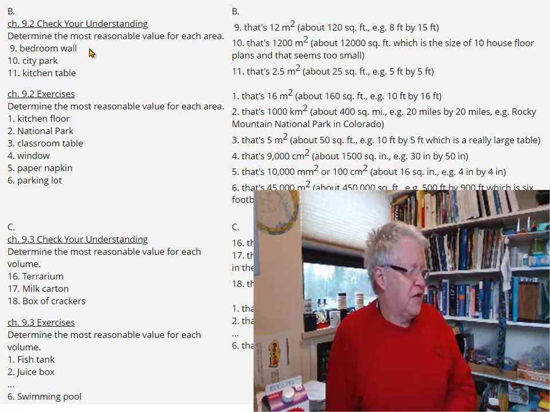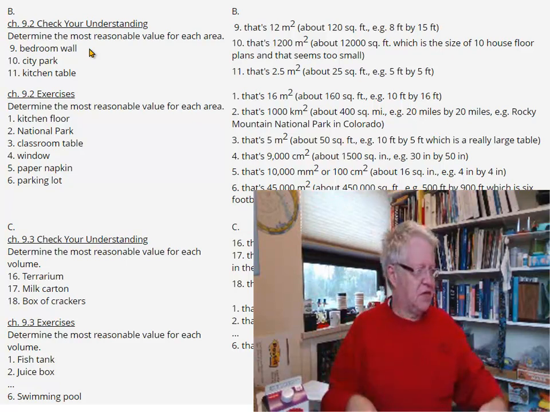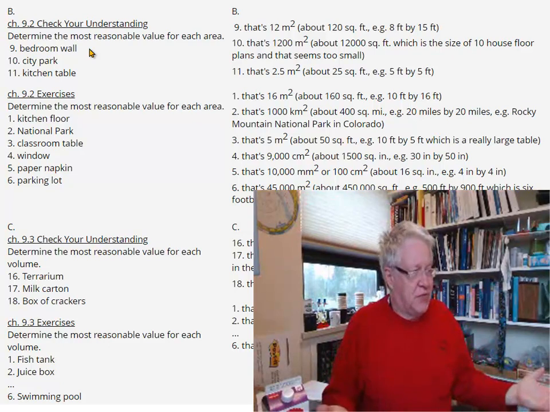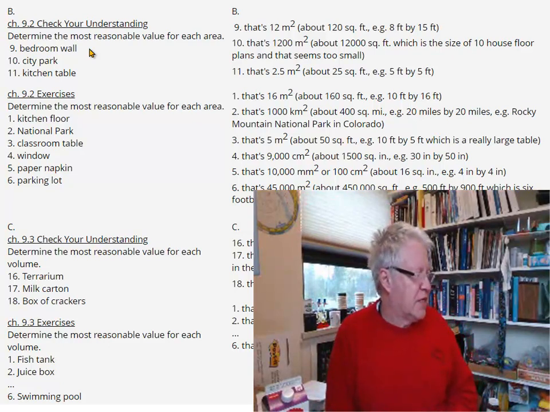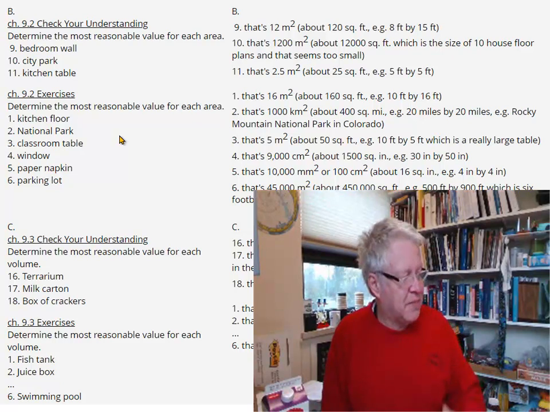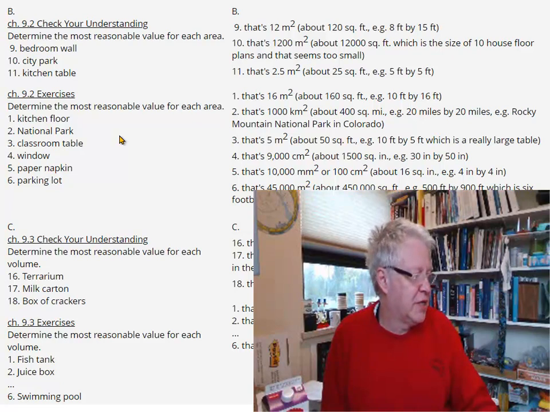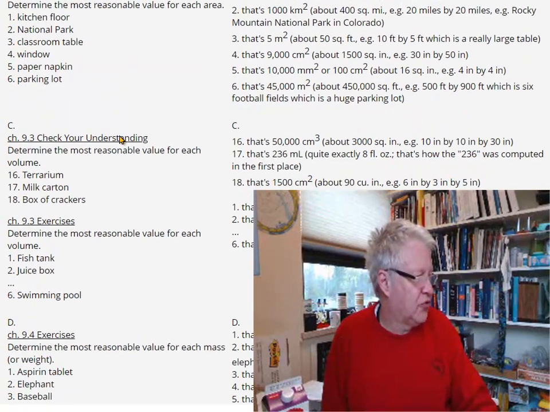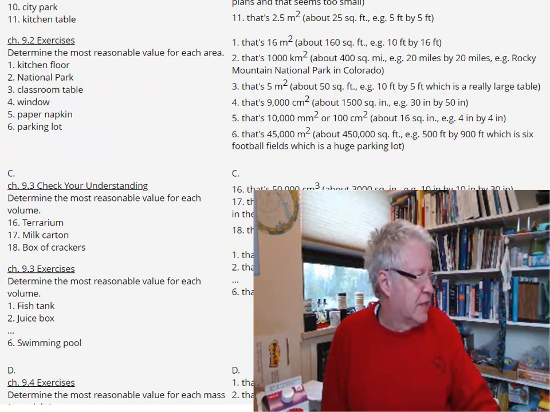Kitchen table, 2.5 square meters. So for example, the desk in front of me, 5 by 5 feet, which indeed is 25 square feet. Kitchen floor, 16 square meters, 160 square feet, for example, 10 by 16 feet. National park, the one that makes the most sense is 1,000 square kilometers, which divided by the 2.5 from earlier is 400 square miles, for example, 20 by 20. Rocky Mountain National Park in Colorado is actually that big or that small. So those are really reasonable answers. Let's see, classroom table, 5 square meters.